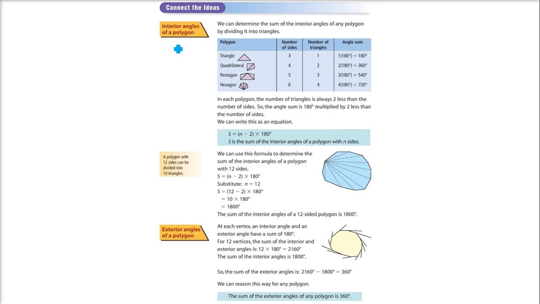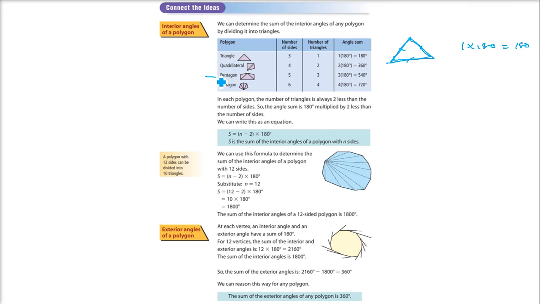Interior angles of a polygon. Polygon means, poly means many, gon means side or angle. So we can determine the sum of interior angles of any polygon by just dividing it into a number of triangles. See how. First we have a triangle. A triangle is a polygon with 3 sides. So what is the number of sides? 3. And how many triangles can we form? 1 only. So 1 into 180 degrees, this is the angle sum, 180.